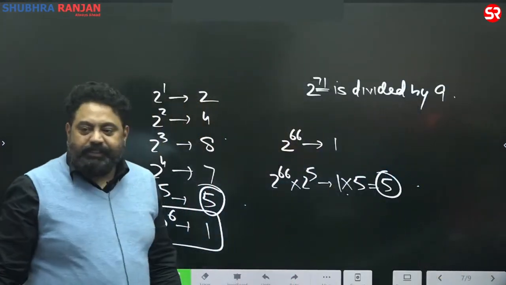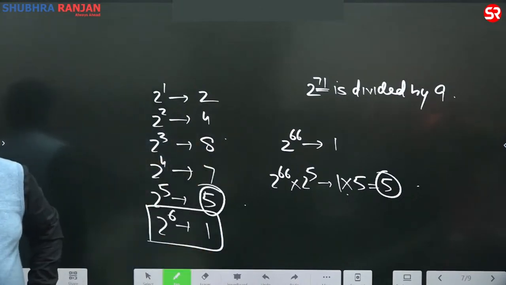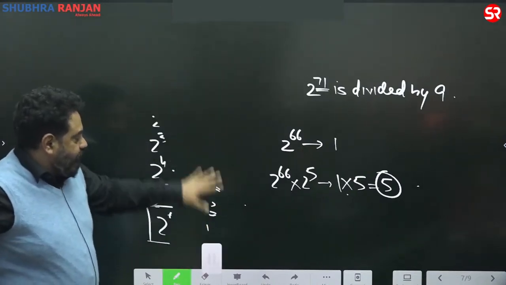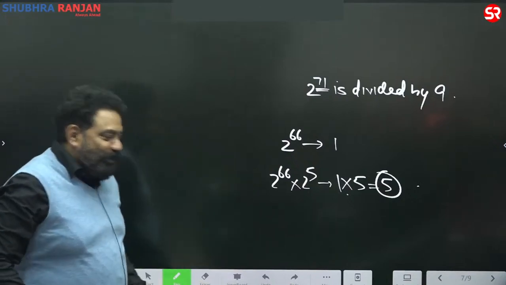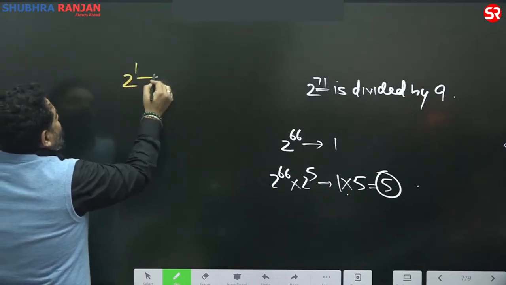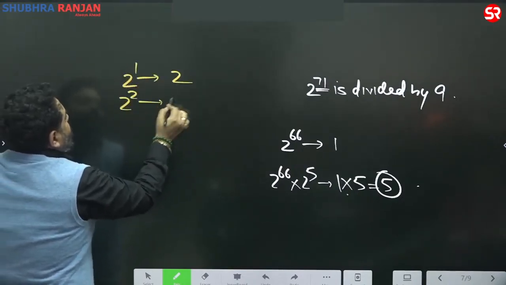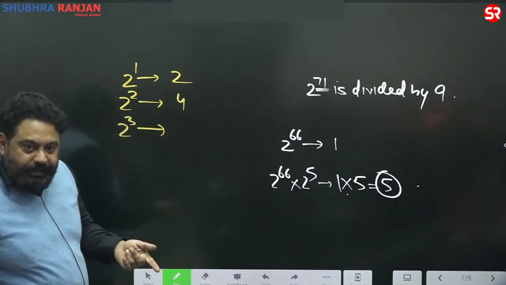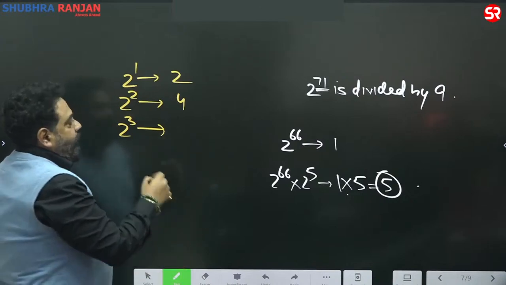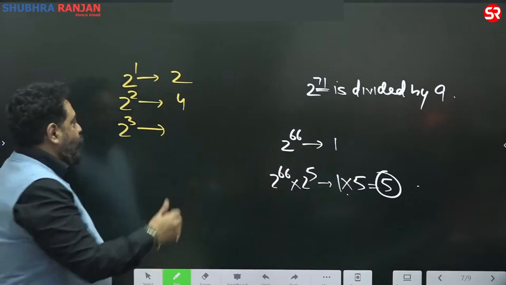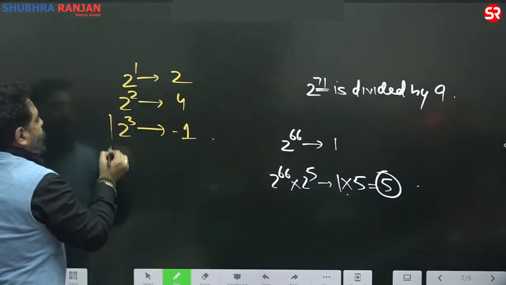Question. 2 to the power 71 is divided by 9. What is the remainder? Now I'm giving you the negative remainder approach. See, 2 to the power 1 gives you 2, 2 to the power 2 gives you 4, 2 to the power 3 is 8. 8, right? When divided by 9, remainder is minus 1. Steps reduced.